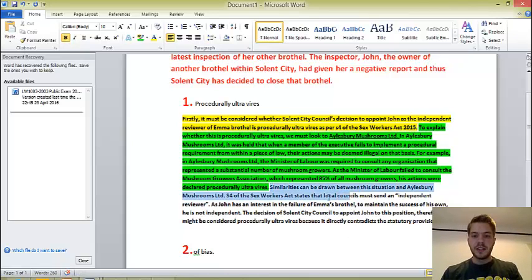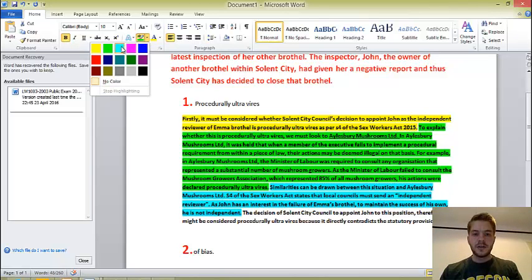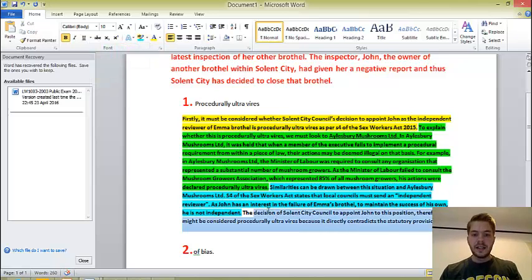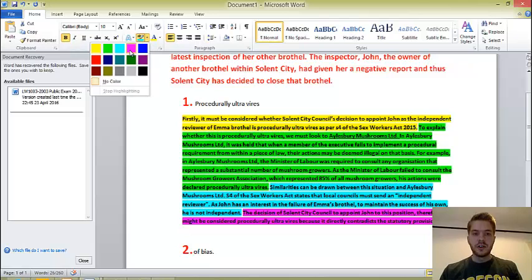Similarities can be drawn between the situation in Allsbury and the Sex Workers Act, which states there must be an independent reviewer, as John has an interest in the failure of Emma's brothel to maintain his own. That there is our application. And then finally, that there is our conclusion.